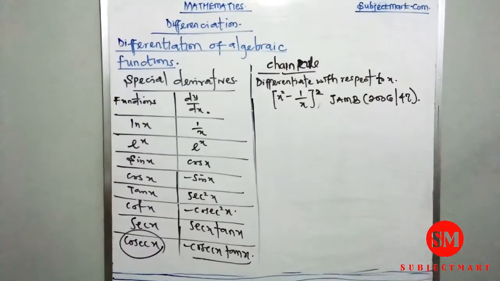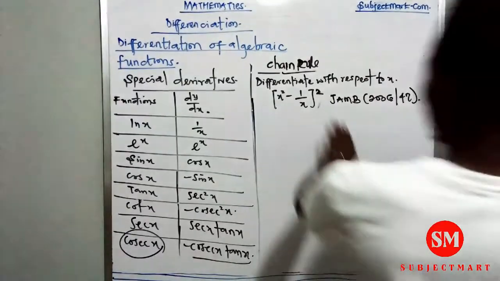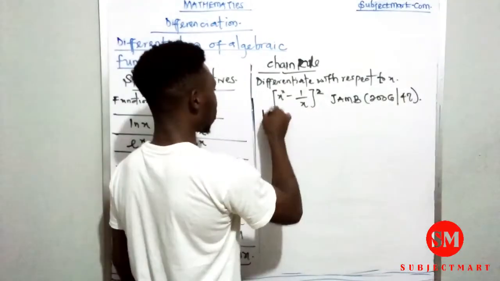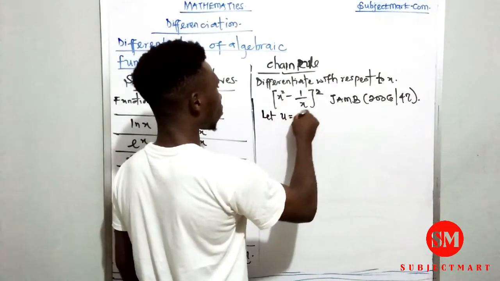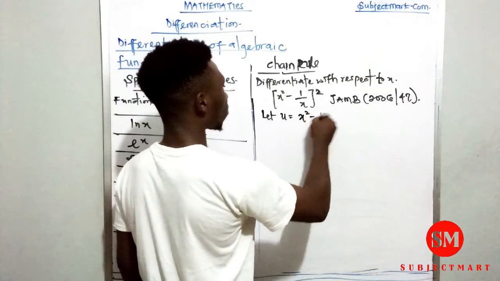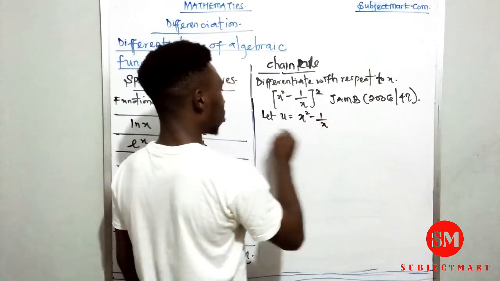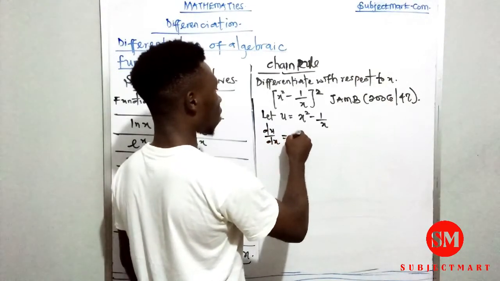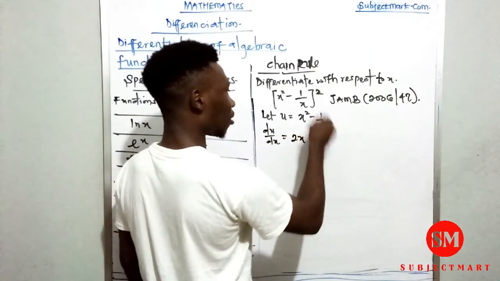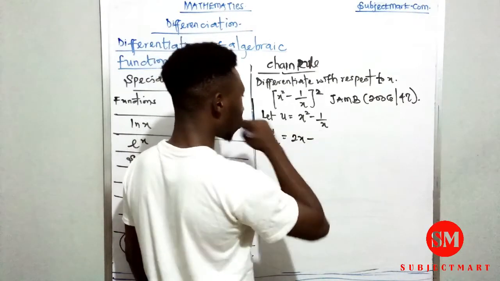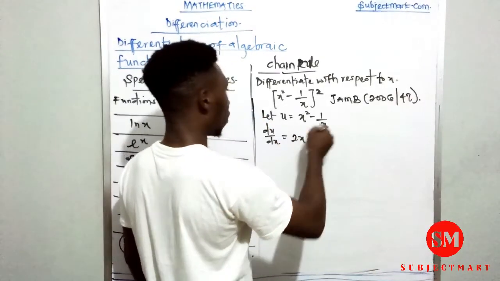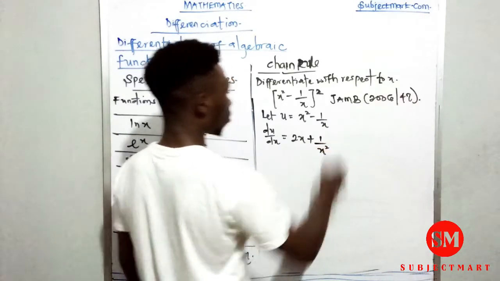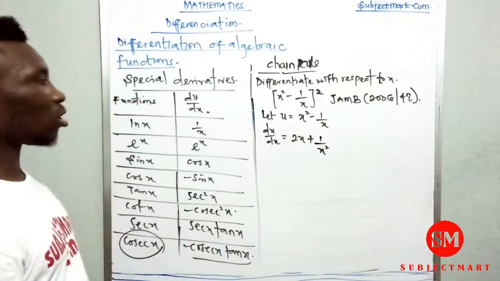So we have a question here. Differentiate this with respect to x. So you say let u here be equal to x raised to power 2 minus 1 over x. So differentiate, this becomes du/dx is equal to 2x plus 1 over x raised to power 2. This is your du/dx.